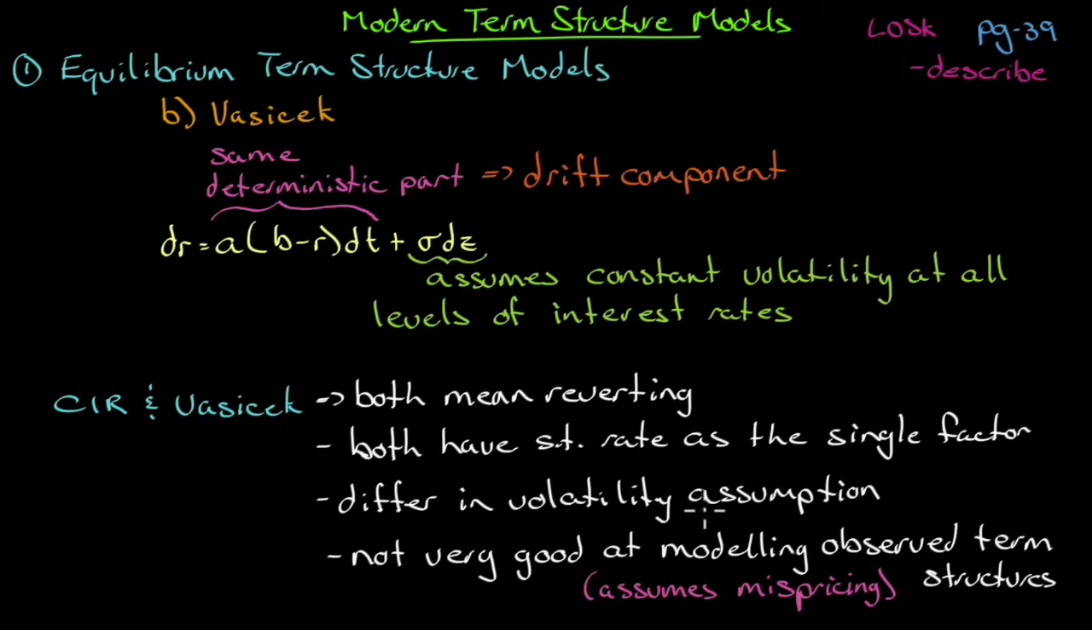So which one do you want to use? Well, you're going to have some assumption about future volatility. If you believe that volatility is going to be fairly constant at all levels over the next however many periods that you want to forecast, you will use a Vasicek model. If you anticipate that, no, as rates start going up, I do believe volatility will increase, then you would use a CIR model. Not very good at modeling observed term structures, though.